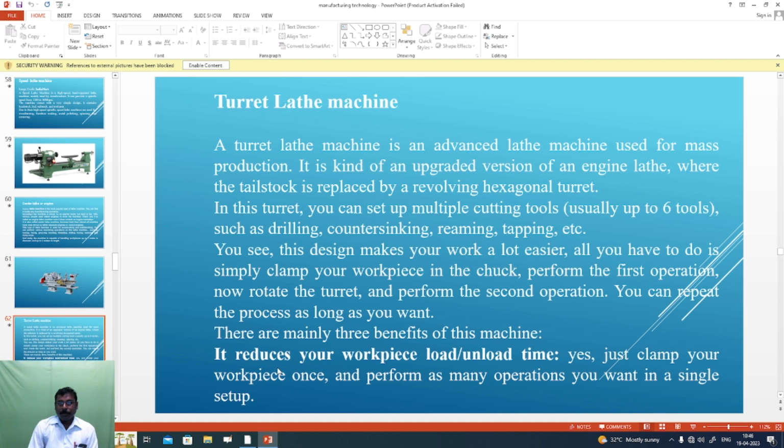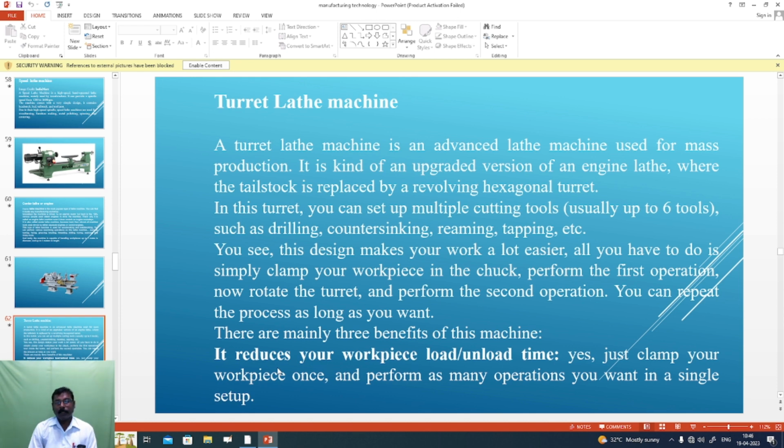All you have to do is simply clamp your workpiece in the chuck. Perform the first operation. Now rotate the turret and perform the second operation. You can repeat the process as long as you want.